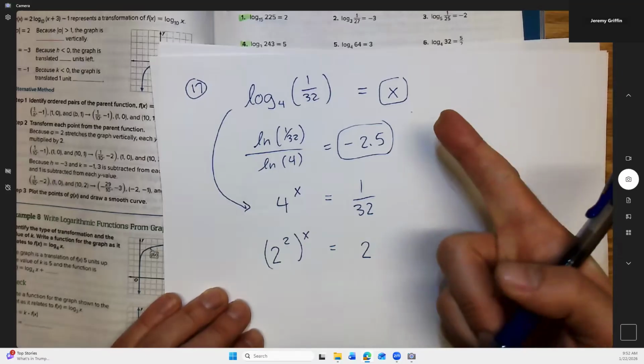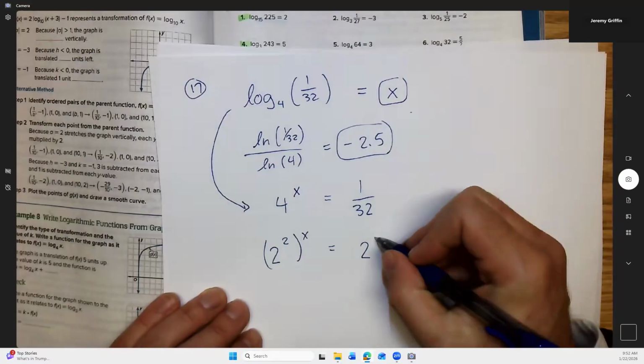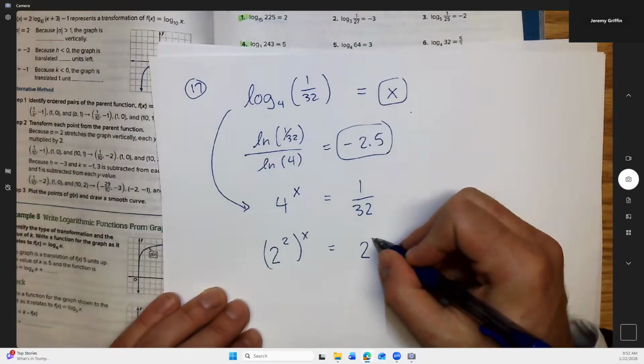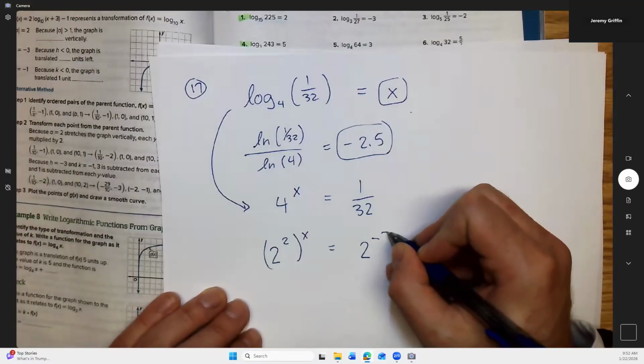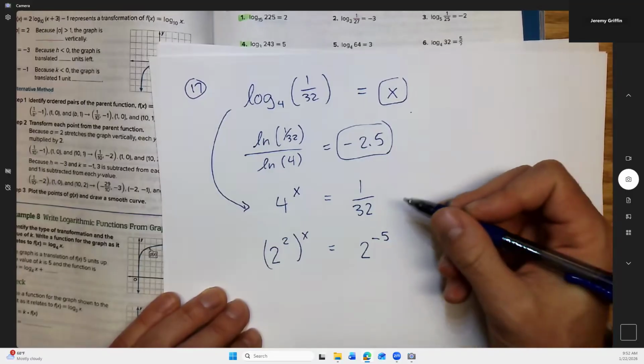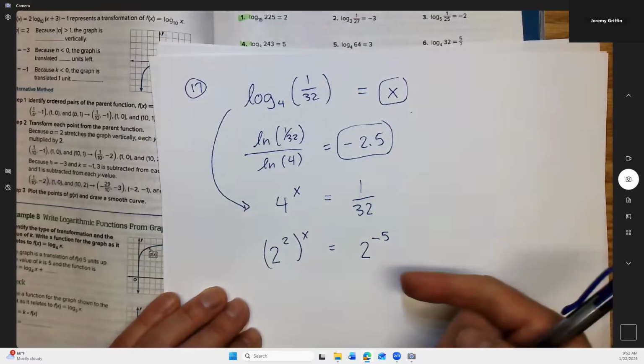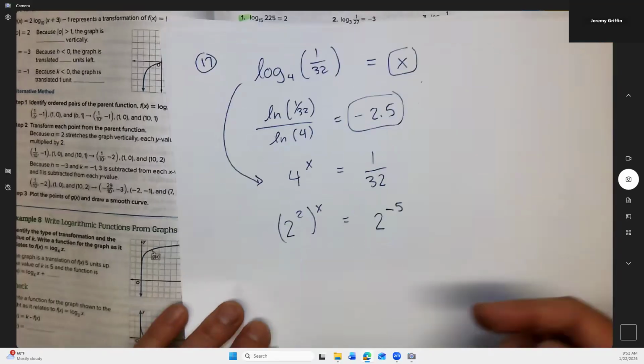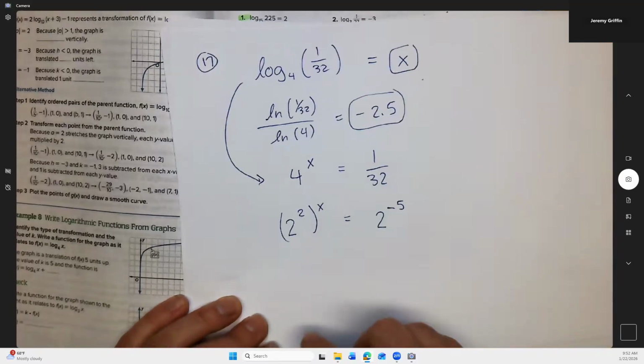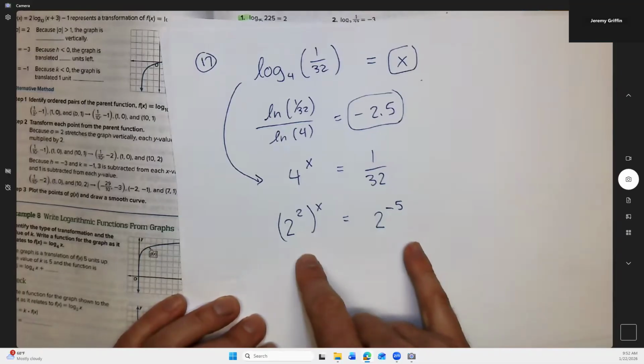2, 4, 8, 16, 32. So 2 to the 5th. Negative 5, because it's a reciprocal, and then 2 to the 5 is 32. Okay. There. So, do you guys see what the next step would be from this perspective?